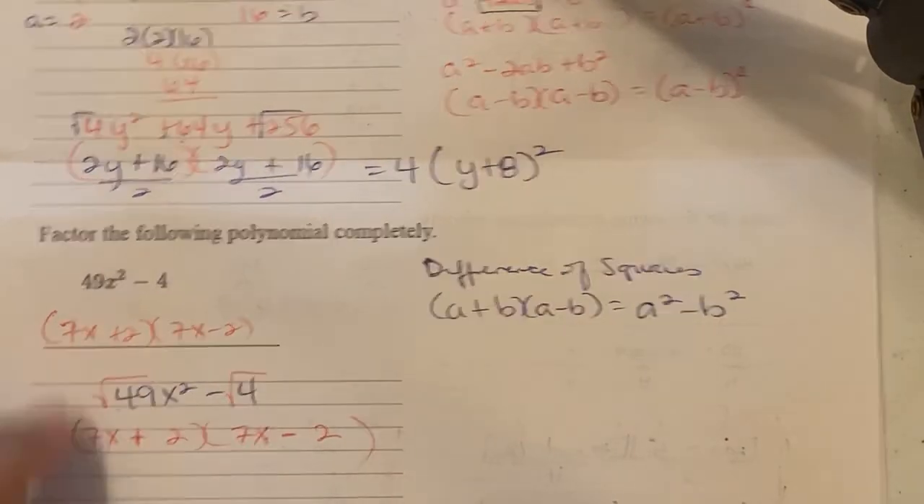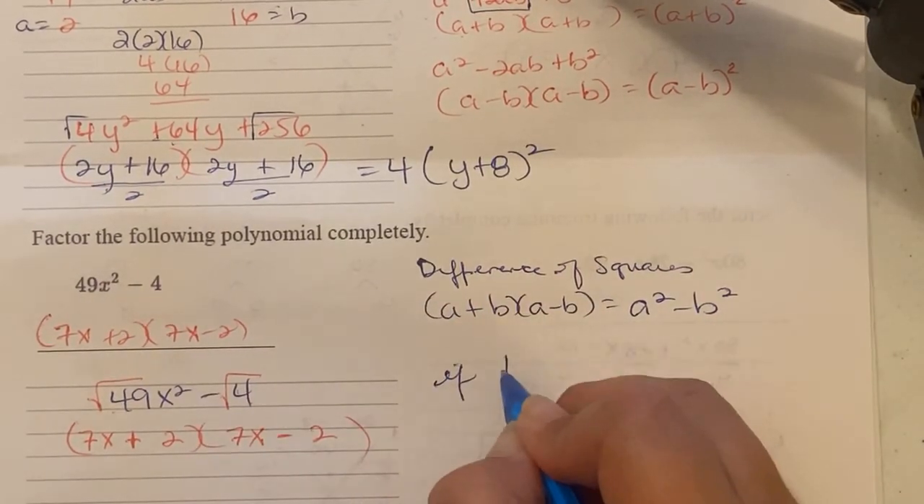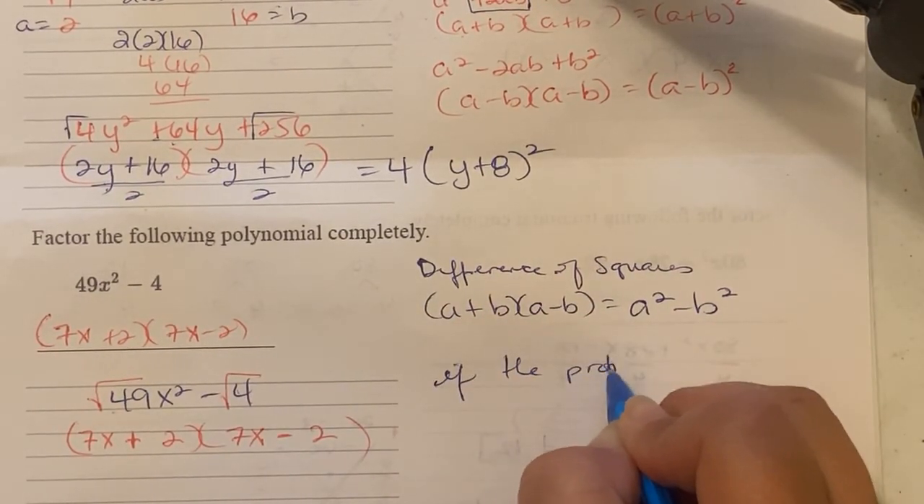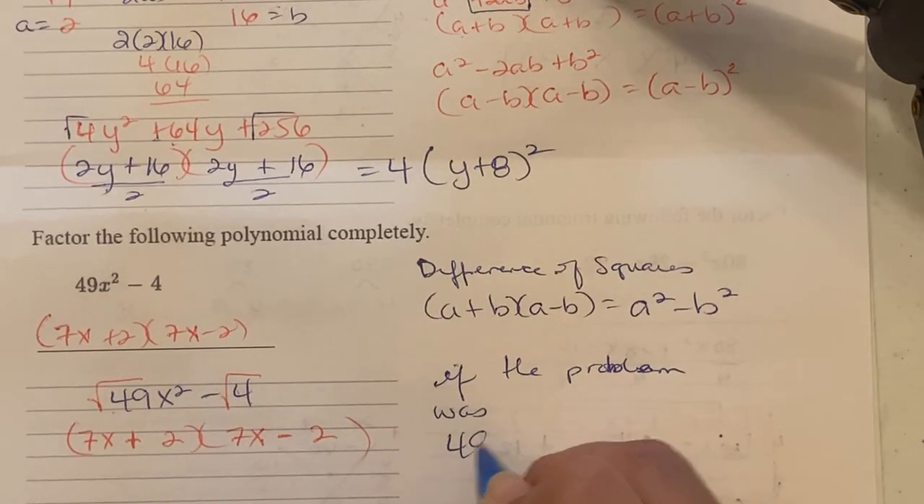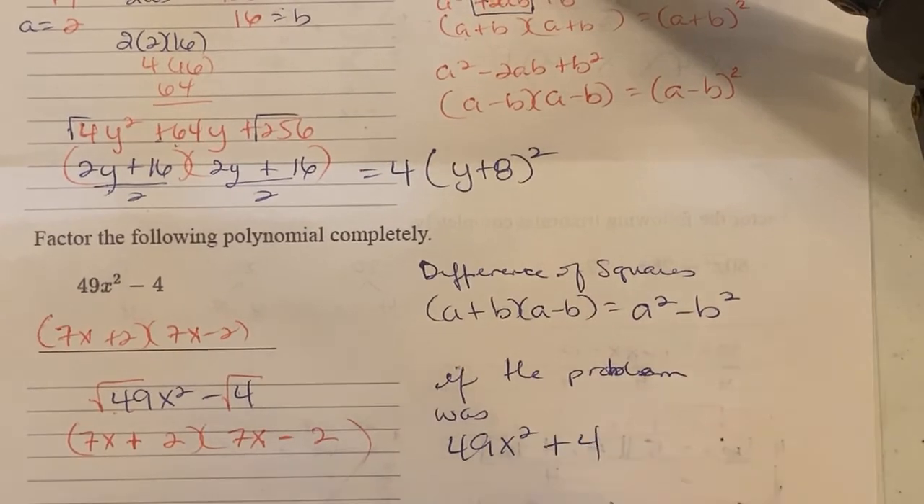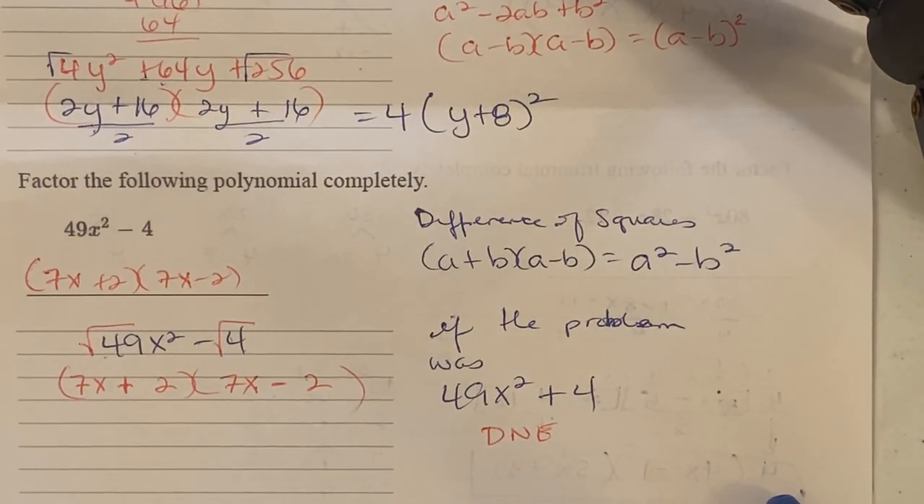Now, if the problem was 49x squared plus 4, this does not exist. Those are imaginary values and we can't deal with those right now.